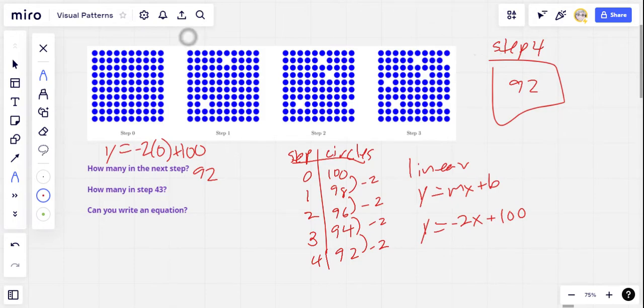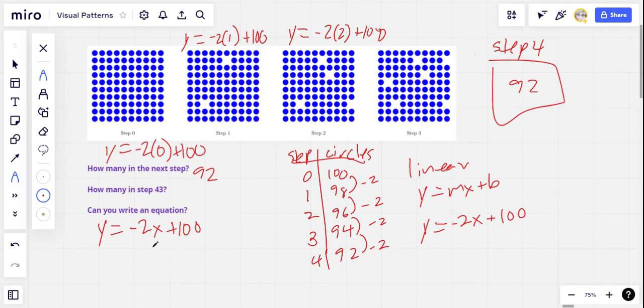Let's see if that works for step 1. So y equals -2 times 1 plus 100. Well, -2 times 1 is -2. If you add -2 to 100, you'd get 98. Yeah, that's exactly what we have in step 1. Let's try this in step 2. So y equals -2 times 2 plus 100. Well, -2 times 2 is -4, and 100 and a -4 would be 96. Yes, I am confident that this equation is the right one. We've got a negative slope because our pattern is decreasing, and our starting number at step 0 is 100 circles, so that's our plus b.